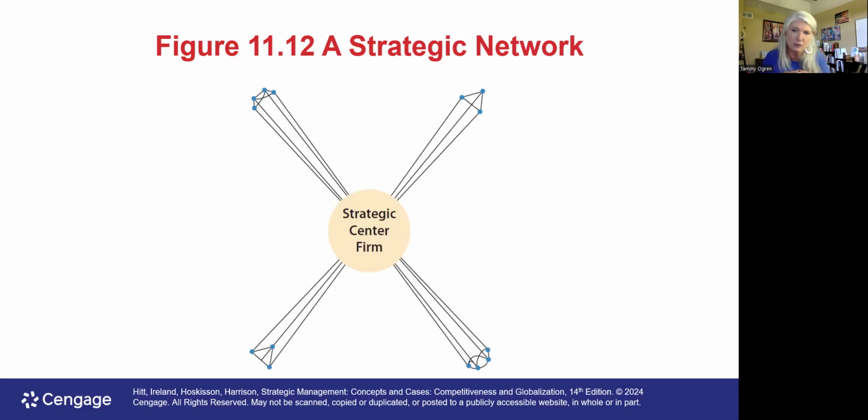Strategic networks are used to implement business level, corporate level, and international strategies. At the center of a strategic network, the strategic center firm is the one around which the network's cooperative relationships all revolve. The strategic center firm is the foundation for the strategic network structure due to its centralized position. It must make sure that incentives for participating in the network are aligned so that network firms continue to have a reason to remain connected.